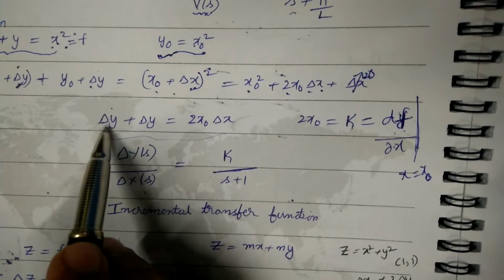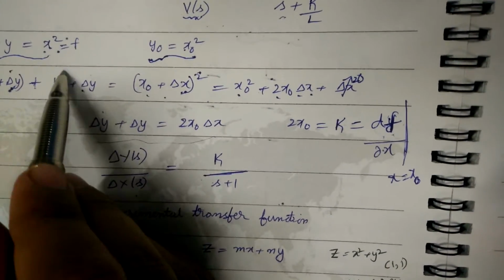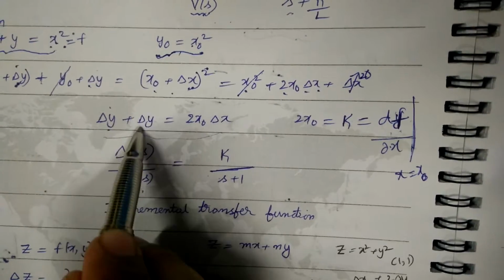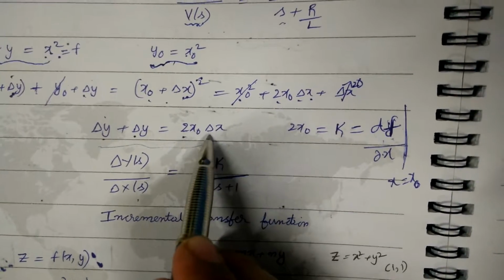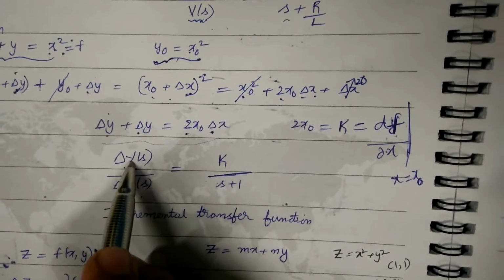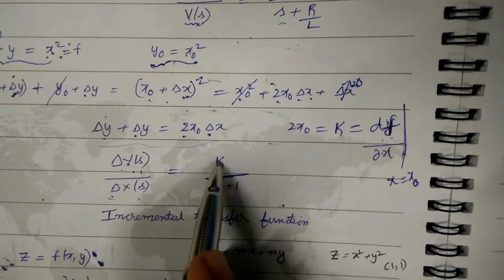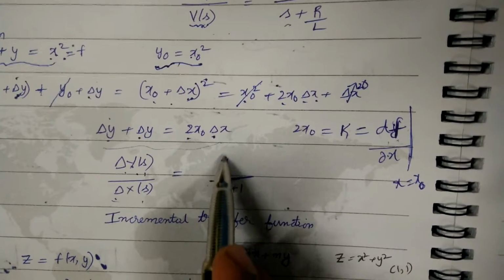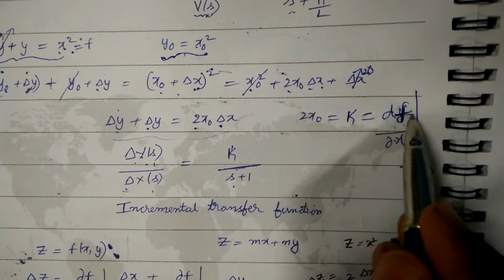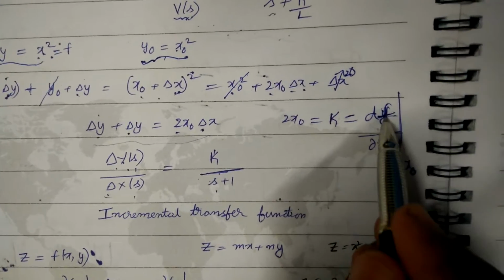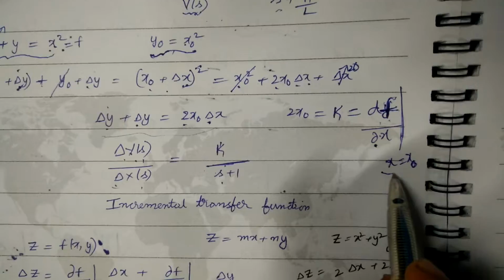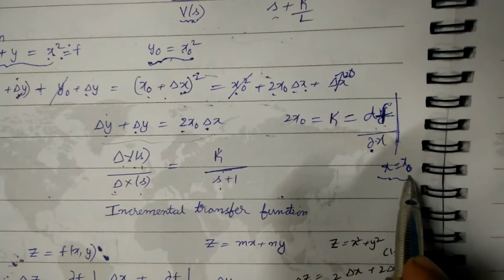So y naught and x naught square get cancelled. So delta y dot plus delta y is 2 x naught delta x, or the incremental transfer function delta Y of s by delta X of s is given by k by s plus 1. The value of this k is the differentiation of the nonlinear part with respect to x at x equal to x naught.